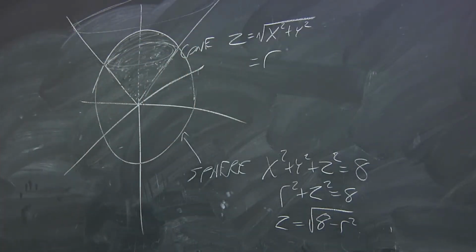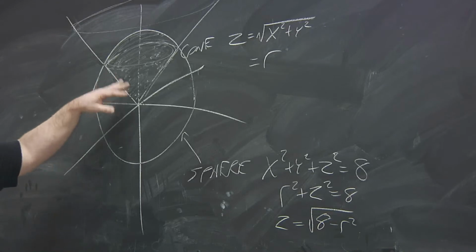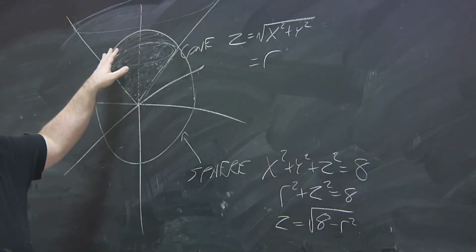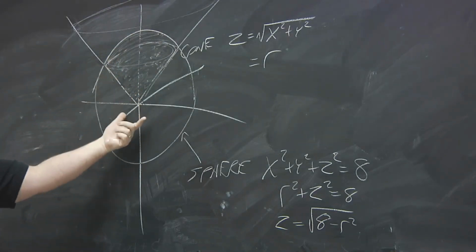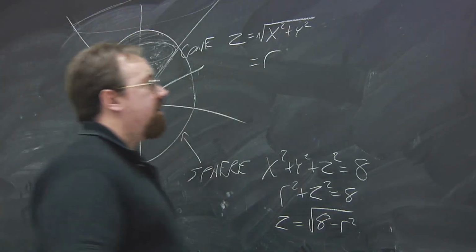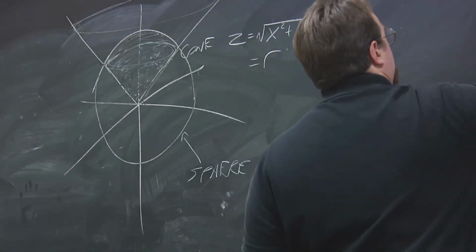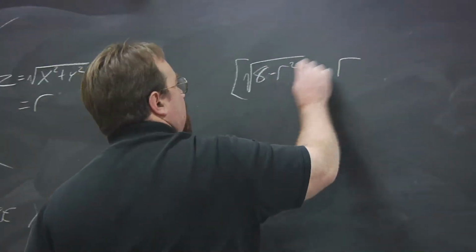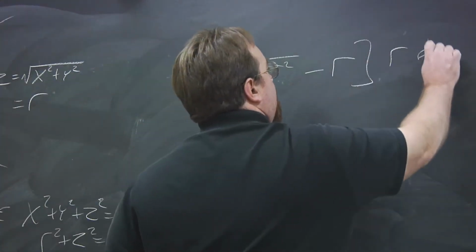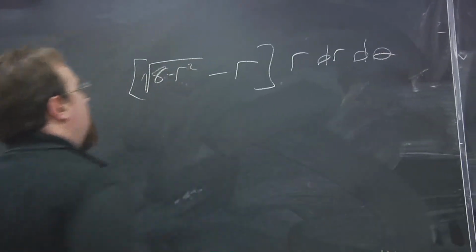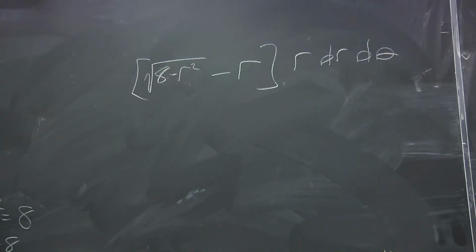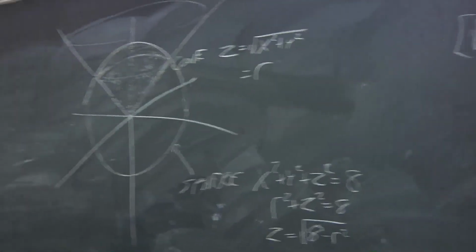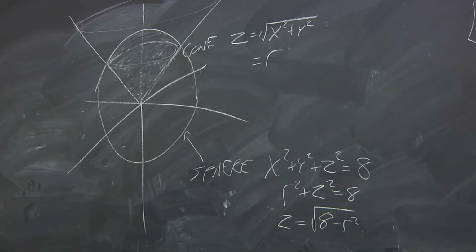Okay. All right, so within this solid, the sphere defines the top portion of the solid, and the cone defines the bottom portion. So we're going to integrate the square root of 8 minus r squared minus r, dr d theta. But what we haven't figured out yet is how to define the appropriate region to integrate over.